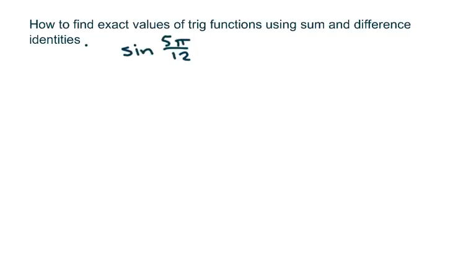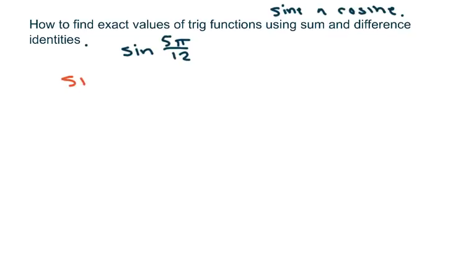Hi everyone. In this video we're going to find exact values of trig functions using sum and difference identities. We're going to be doing radians and degrees, and we're only going to do sine and cosine in this video. The next video will be tangent, and then after that we'll do a couple with secant and cotangent. So the first thing you need to know is your formula for sine.